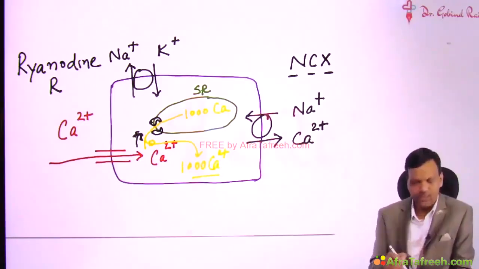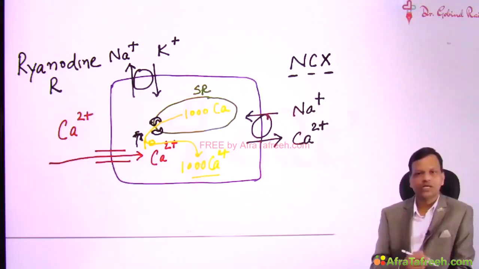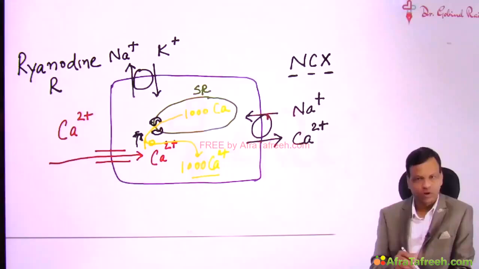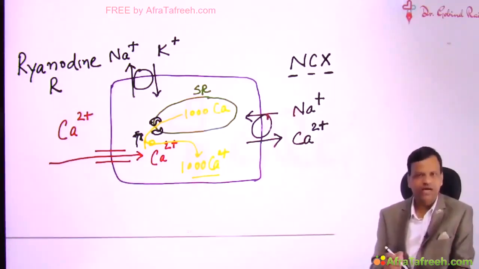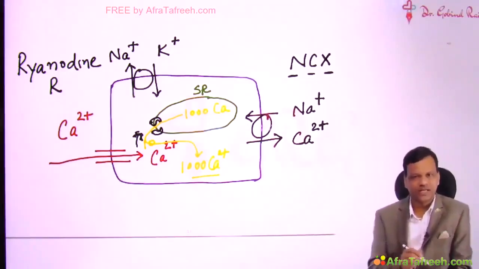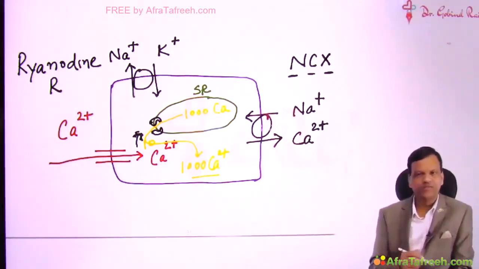So when this 1000 calcium comes out, now it can cause interaction of actin with myosin, and that leads to muscle contraction. So calcium enters from outside, a small amount. It stimulates the ryanodine receptor on the sarcoplasmic reticulum. That leads to release of calcium from the sarcoplasmic reticulum. So now this will cause muscle contraction. Now after some time, the muscle has to relax. So when the muscle relaxes, this calcium will become free again.